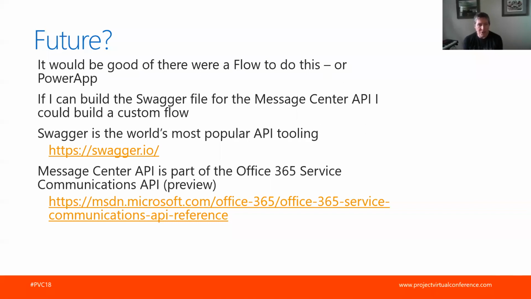I've thought that I should spend some time building a Swagger file for the Message Center API, because then you can actually use that to create your own custom flow. And then once you've got that Swagger file, then a lot of what I've done today, you could just sort of build in the Flow or Power Apps environment, which probably is a lot more accessible for most people than pulling in to the Azure portal and writing functions. But I need to get my head around Swagger, and I haven't had a chance to do that since first putting this together.